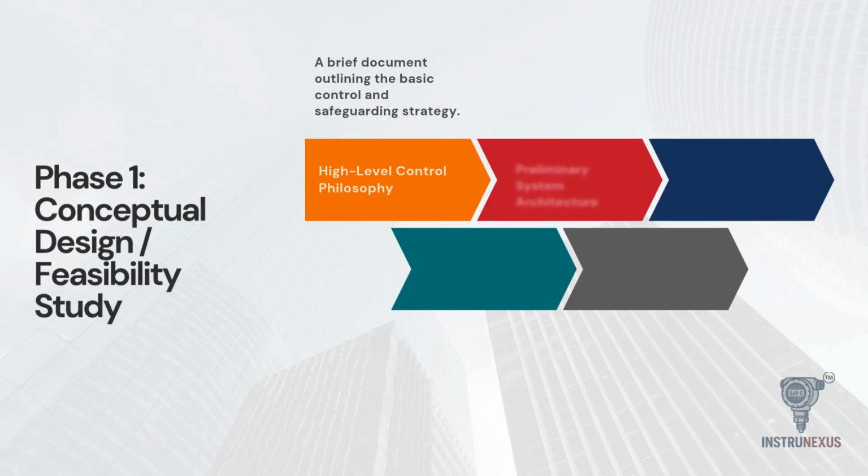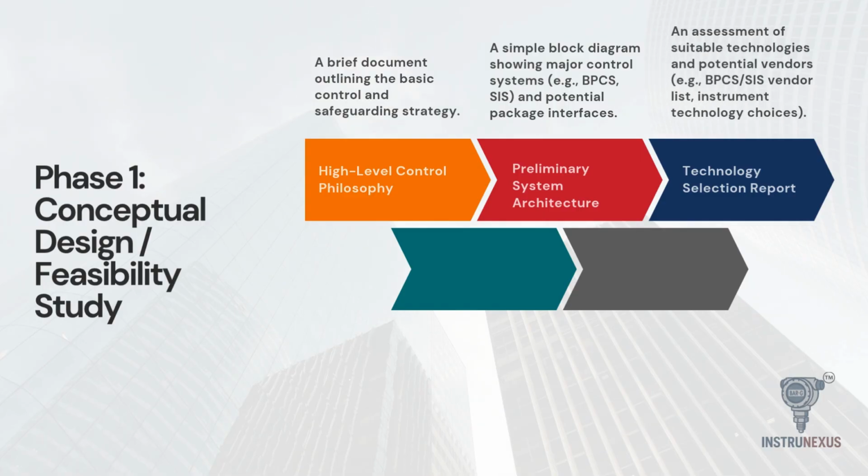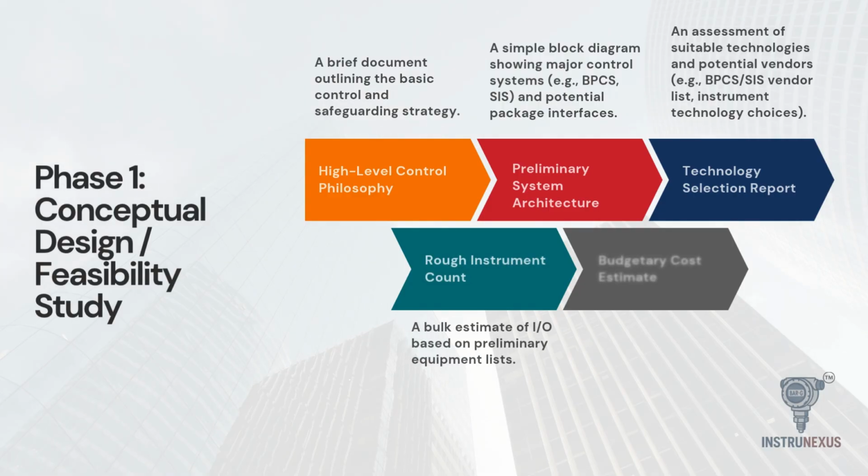Next, we look at the preliminary system architecture. This is typically a simple block diagram that shows the major control systems, like the BPCS or SIS, and how they might interface with potential packages. We also generate a technology selection report to assess suitable vendors and technologies. Finally, to determine if the project is viable, we produce a rough instrument count based on preliminary lists and a budgetary cost estimate, usually accurate to within plus or minus 30 to 50%.